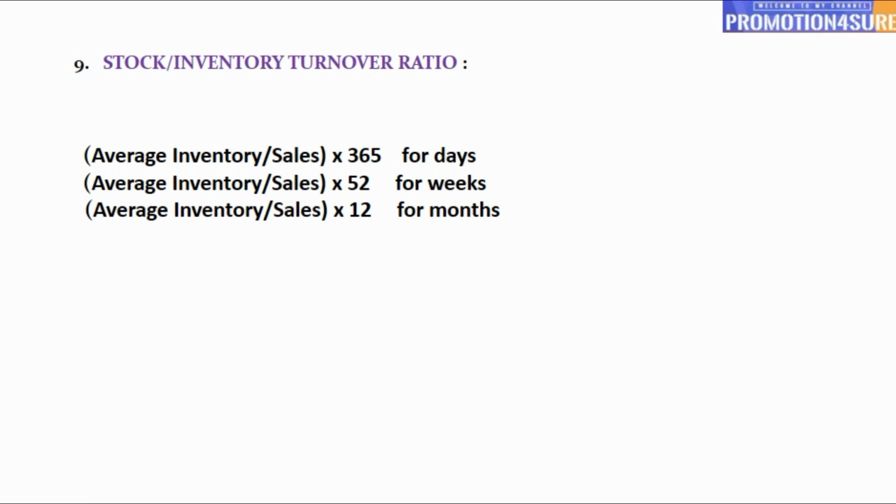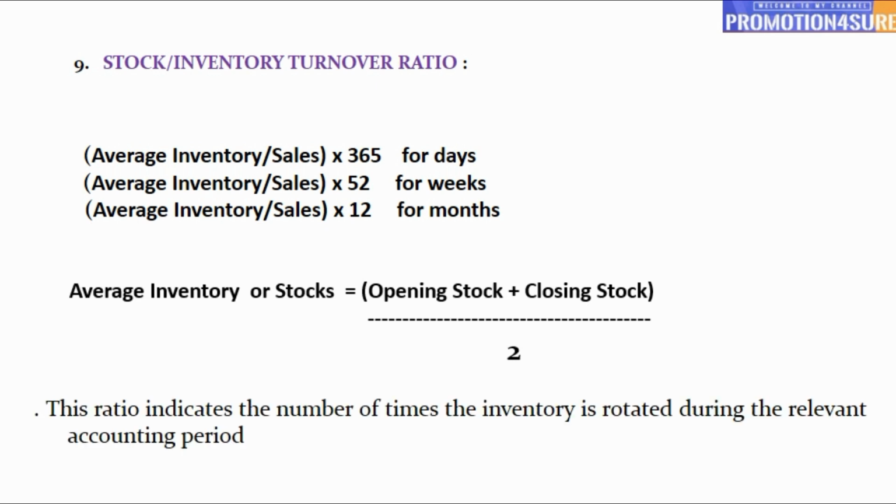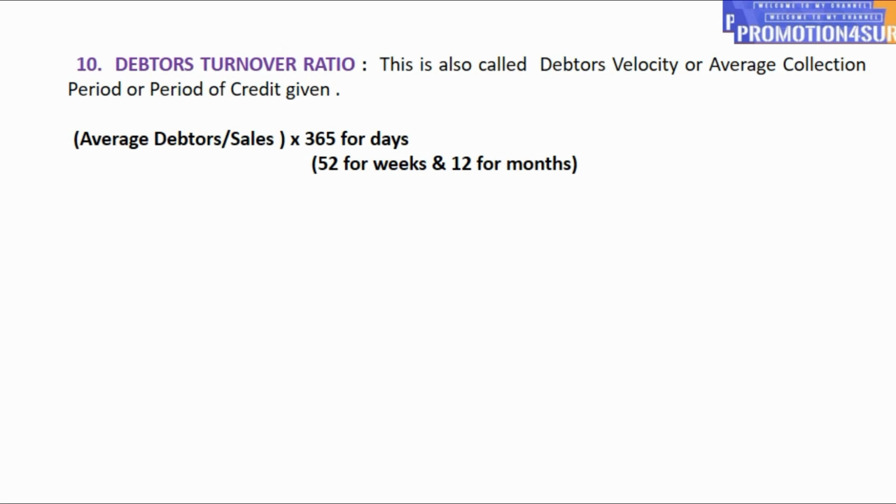So stock inventory turnover ratio, you can go through it. So average inventory of stock is opening stock plus closing stock divided by 2. This ratio indicates the number of times the inventory is rotated during the relevant accounting period. Debtors turnover ratio, this is also called debtors velocity or average collection period or period of credit given. You can go through the formula.